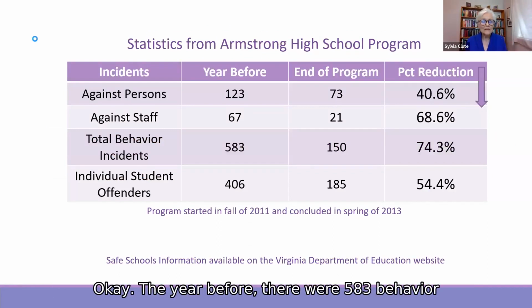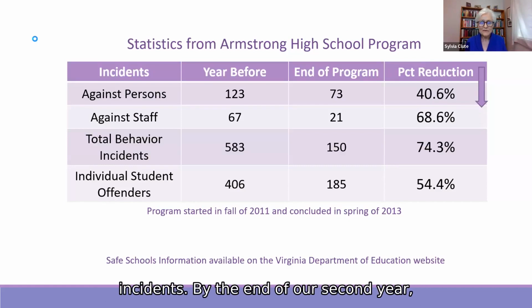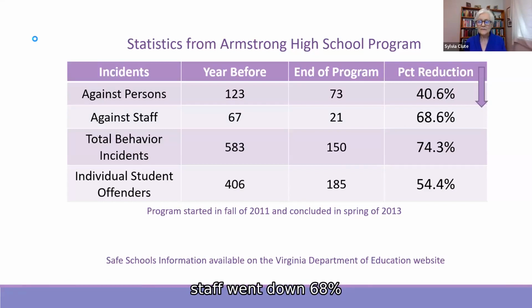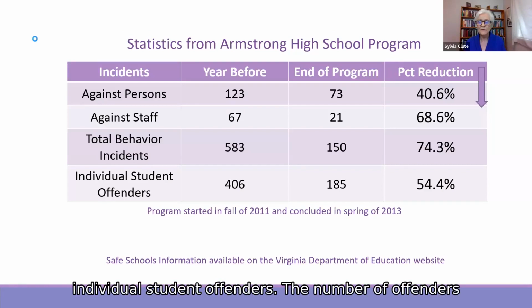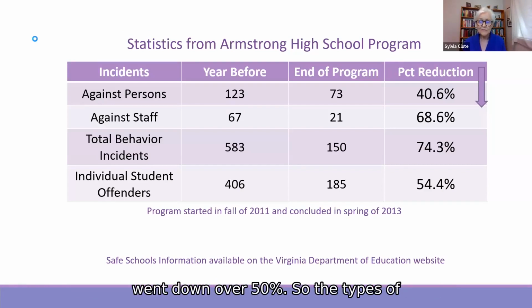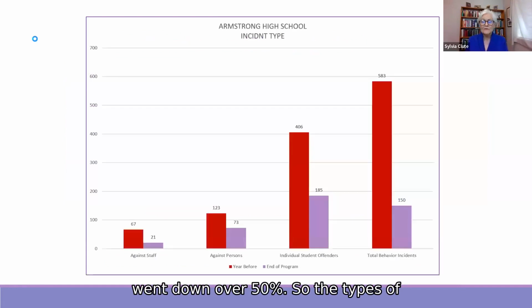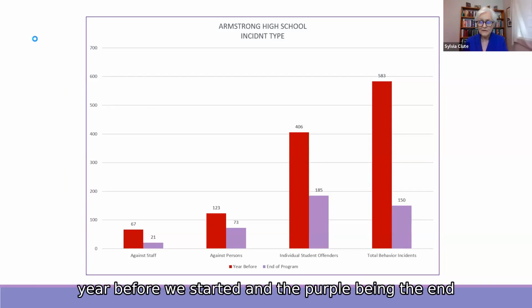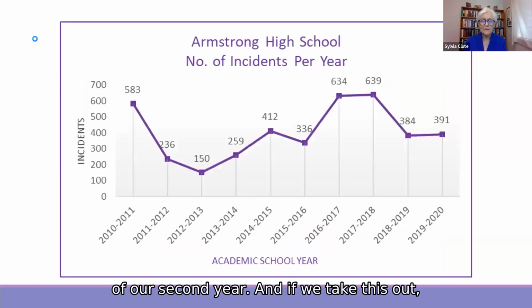Okay. The year before, there were 583 behavior incidents. By the end of our second year, there were 150. That's nearly a 74% reduction. Violations against staff went down 68%. Individual student offenders, the number of offenders, went down over 50%. So the types of incidents against staff, this is just a graph that shows the difference, the red being the year before we started and the purple being the end of our second year.